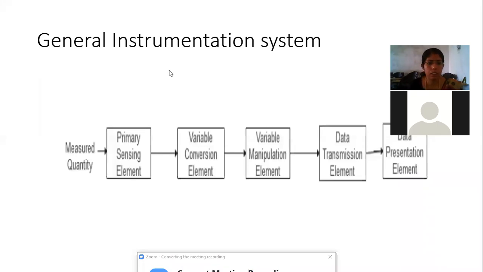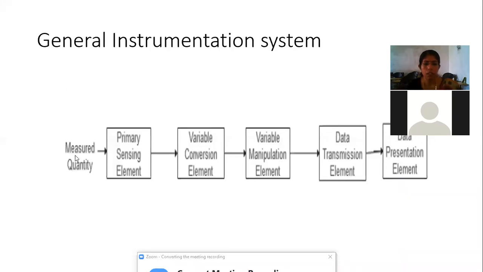Then say we have to measure any unknown input signal. It may be pressure, temperature, or any input signal. We have to measure voltage, current, or anything by using some instrument. So we are going to study the general functional elements of any instrument. It may be either a voltmeter or thermometer or any pressure measurement device. Generally we can say that an instrument system should have these elements.